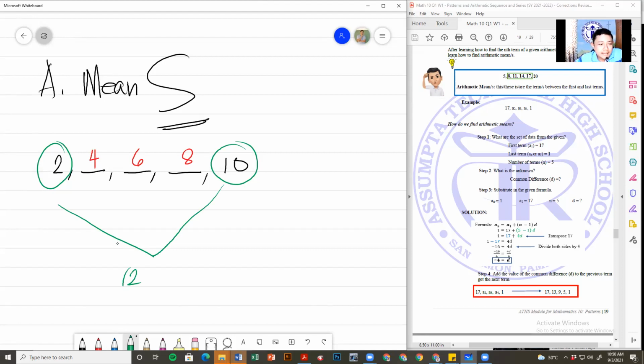And if you will look at it, I want you to think with me. Insert 3 arithmetic means between 2 and 10. So when you look at it, we have 2 and 10 as the extremes, and then there are 3 blank spaces in between. So therefore, this is A sub 1, A sub 2, A sub 3, A sub 4, and A sub 5. There are 5 terms. So N is equal to 5.